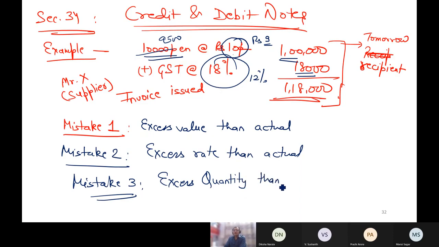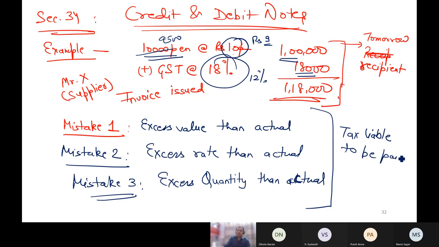So in all the three situations, do you know what is happening? Tax liable to be paid to the government is actually more, will be more, which is wrong. Tax liable to be paid to the government is more, and it is wrongly more. So government says no issue, don't cancel this invoice, raise a credit note. So in this case, I will issue what? Credit note.